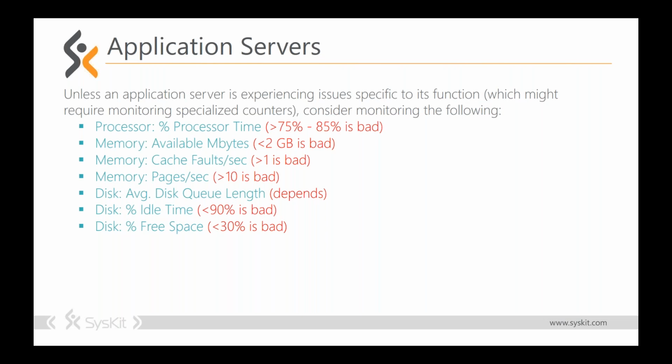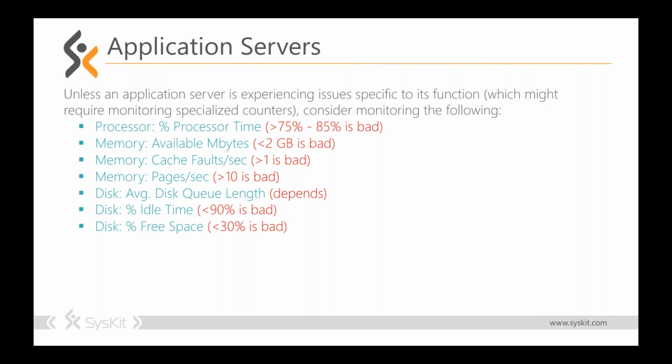So things like the processor time, anything above 75 to 85% utilization is bad. We want to have at least minimum 20% headroom on various SharePoint servers. Likewise with memory, we don't want to be hard paging, pages per second. If we're paging out to disk more than 10 pages per second, that's indicative of a problem with memory. We need more memory in the server.